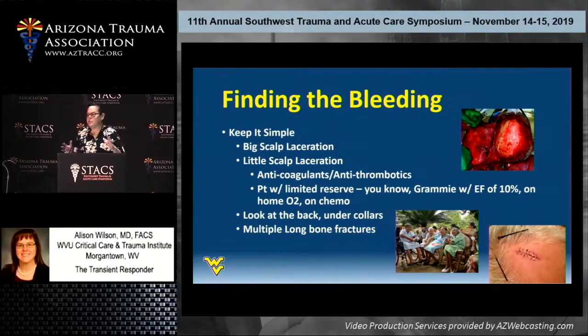So, let's shift gears. We talked about how to find the patient, right? How to identify the patient. Some other tools that we may use other than just blood pressure. So now what do we do about finding the bleeding? Well, keep it simple, right? Start looking. We're very conditioned to the chest x-ray, pelvis, fast exam.